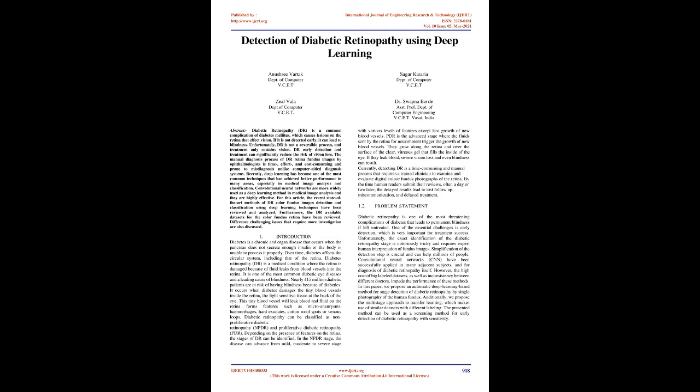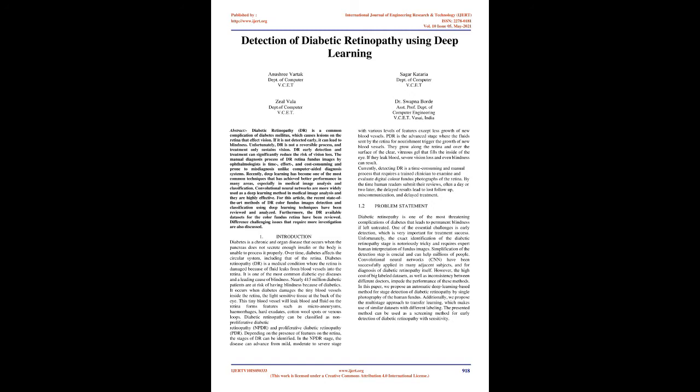PDR is the advanced stage where the fluids sent by the retina for nourishment trigger the growth of new blood vessels. They grow along the retina and over the surface of the clear, vitreous gel that fills the inside of the eye. If they leak blood, severe vision loss and even blindness can result. Currently, detecting DR is a time-consuming and manual process that requires a trained clinician to examine and evaluate digital color fundus photographs of the retina. By the time human readers submit their reviews, often a day or two later, the delayed results lead to lost follow-up, miscommunication, and delayed treatment.